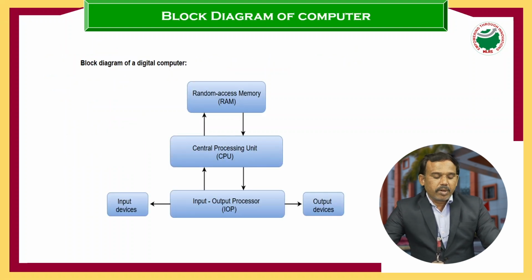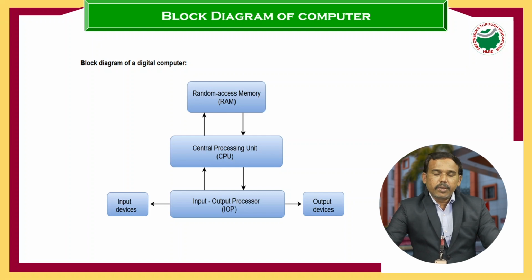So this is the block diagram of the digital computer. The functional units of the digital computer are input, output, memory, arithmetic logic unit, and control unit. Here the central processing unit is the heart of the computer, and the input device takes the input from the user. Input devices are the keyboard, mouse, and joystick, and output devices are the monitor and printer.